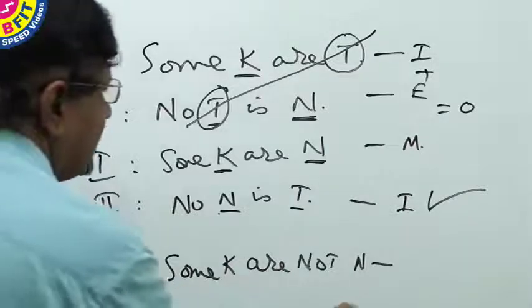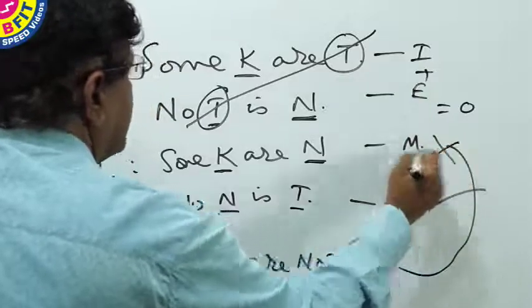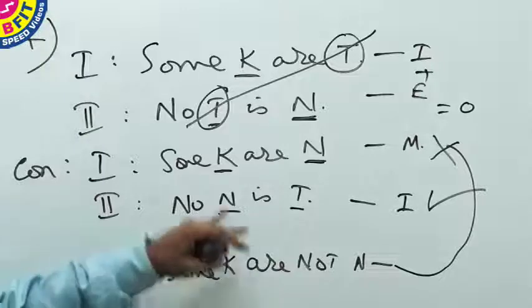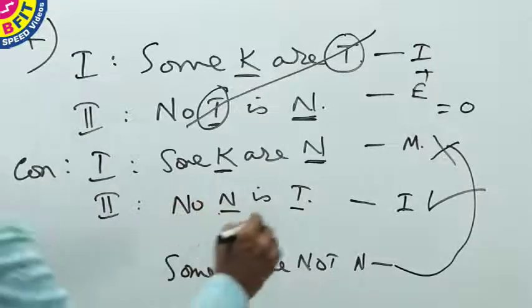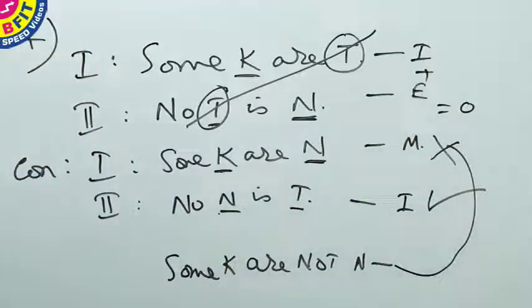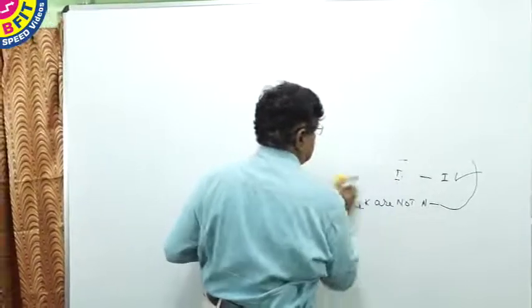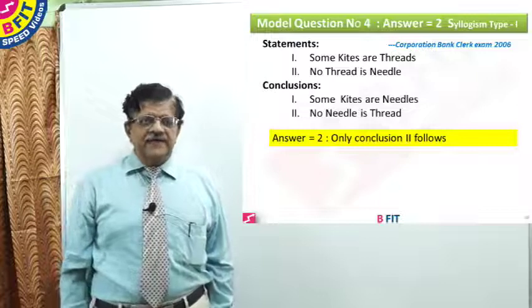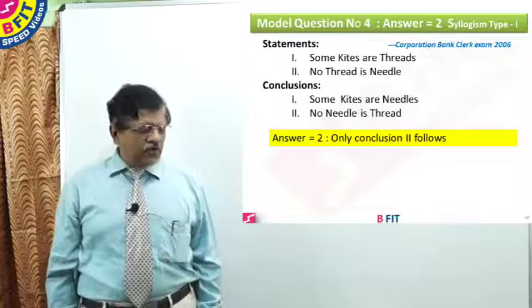From some K are not N, we cannot draw some K are N. We cannot conclude. We have already seen this. Therefore, conclusion 1 does not follow, conclusion 2 follows. So, the answer for question number 4 is answer 2, which indicates only conclusion 2 follows.